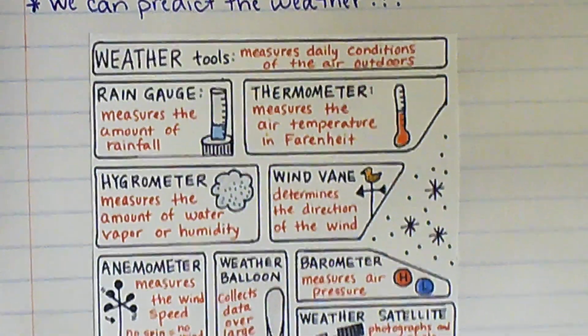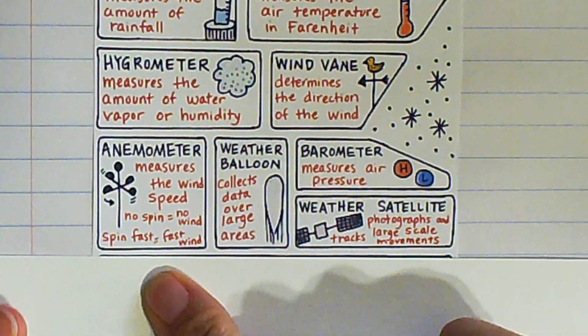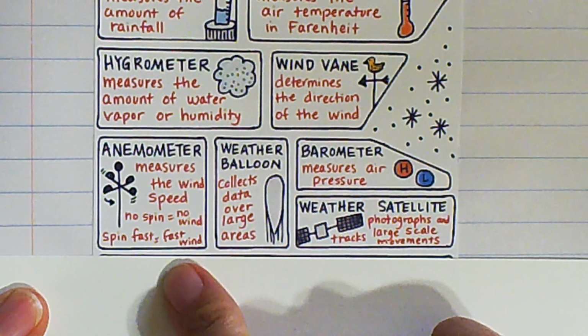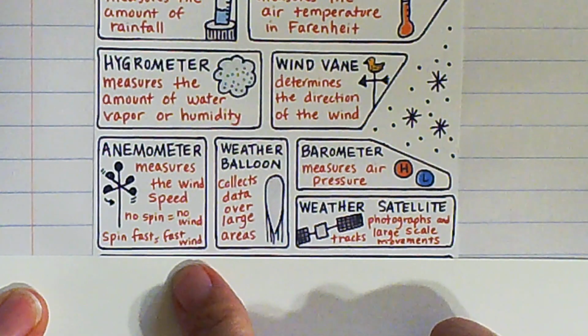An anemometer, let me move this up a little bit, measures the wind speed. If it's not spinning, there's no wind. If it's spinning fast, the wind is moving pretty fast. Now, we don't just look at no wind or fast wind. It's actually going to tell us the wind speed, but that just gives you an idea.